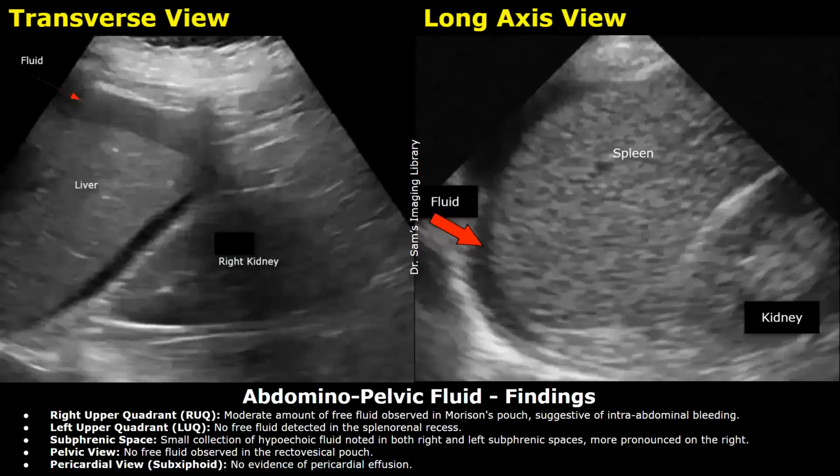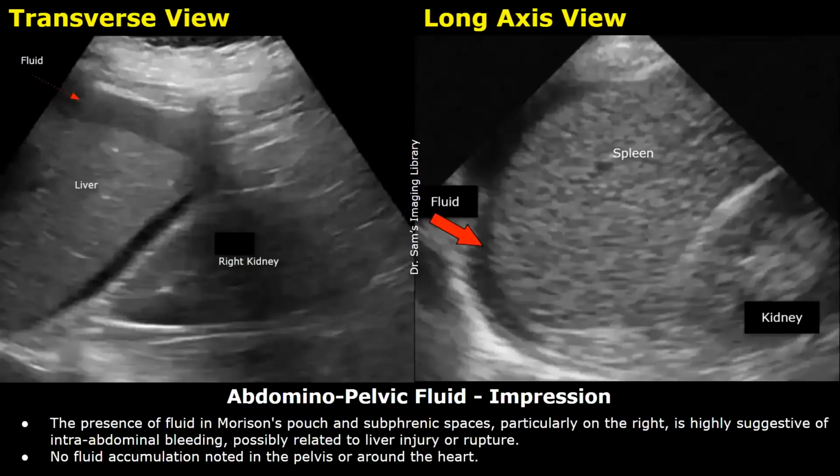Left upper quadrant, no free fluid detected in the splenorenal recess. Subphrenic space, small collection of hypoechoic fluid noted in both right and left subphrenic spaces, more pronounced on the right. Pelvic view, no free fluid observed in the rectovesical pouch. Pericardial view, no evidence of pericardial effusion.